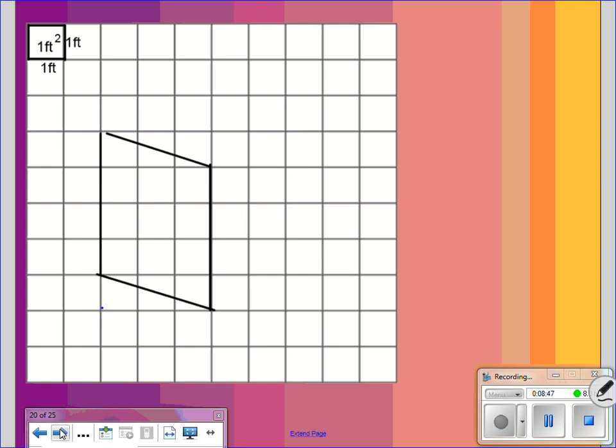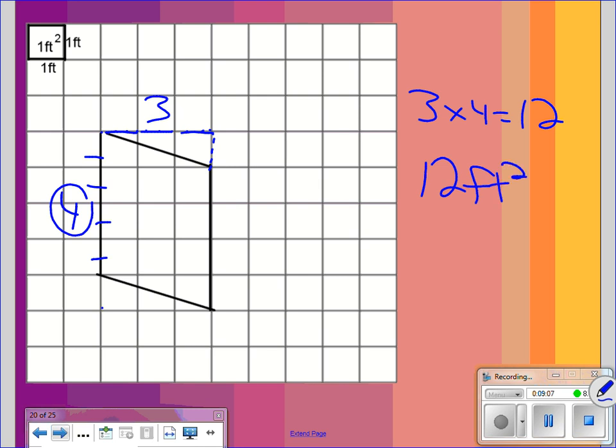Take a look at this one. There's one that's kind of flipped on its side. If I go up and over, I have 1, 2, 3. 1, 2, 3, 4. 3 times 4 gives me 12. 12 feet squared. Now let's take a look here. If I were to take this little triangle, wouldn't it fit right in this spot? If it were to happen, then I would have a rectangle right here, which would be 3 times 4. That's why in a parallelogram you're not dividing by 2.